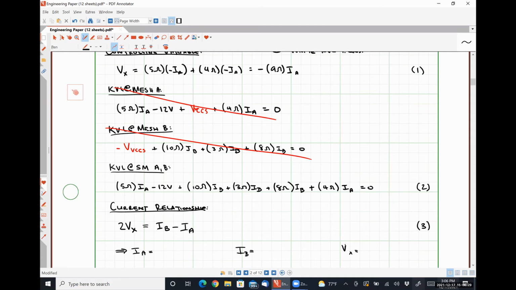In my second equation, I have 5 IA plus 4 IA, looks like +9 IA. I have 10 plus 3 plus 8 IB, so that looks like 21 IB. I have no Vx. And then I have +12 volts, moved to the right-hand side. And my last equation, I have -1 IA, +1 IB, -2 Vx is equal to 0.